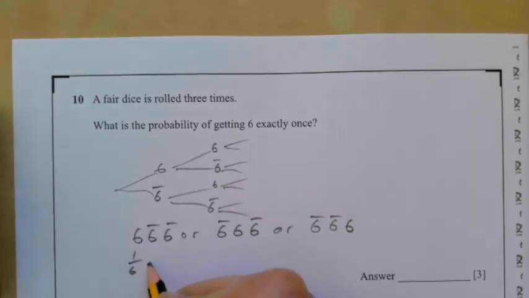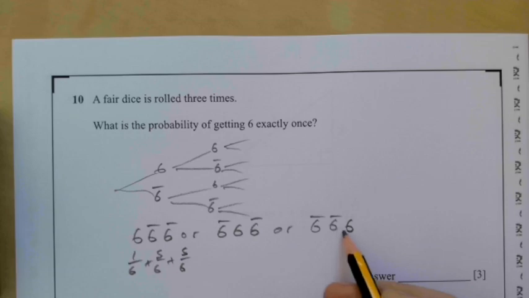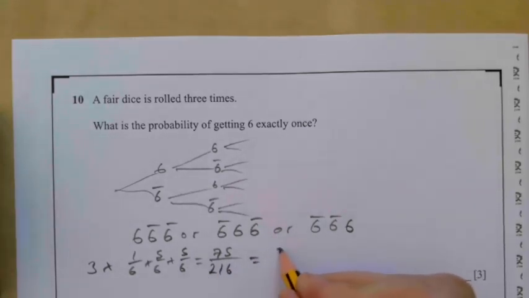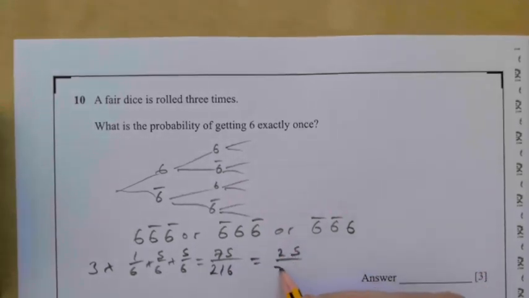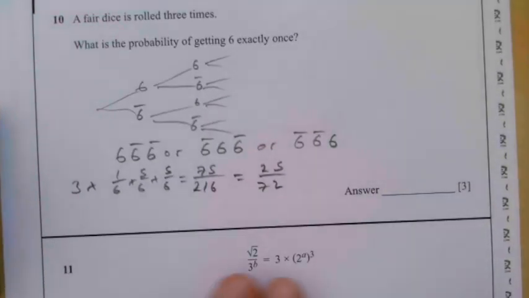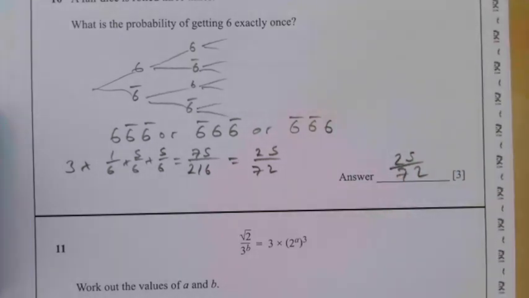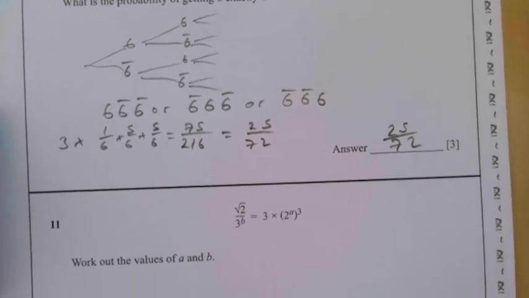It's going to be a 6 times 5/6 times 5/6, and these three are just going to be the same. So it's just going to be 3 times that. So 1 times 5 times 5, I guess times 3 is 75. 6 times 6 times 6 is 216. They both divide by 3. I'll give you 25 over 72. So 25 over 72 is our answer to that.